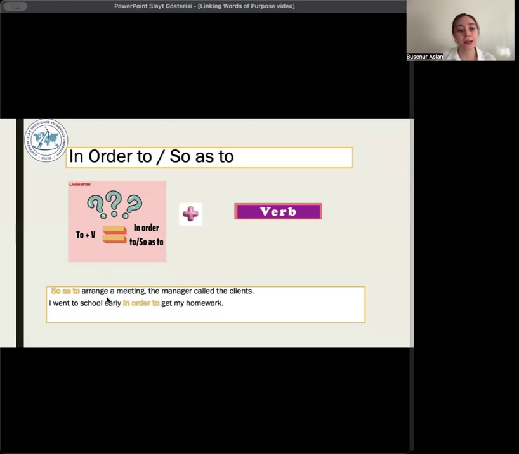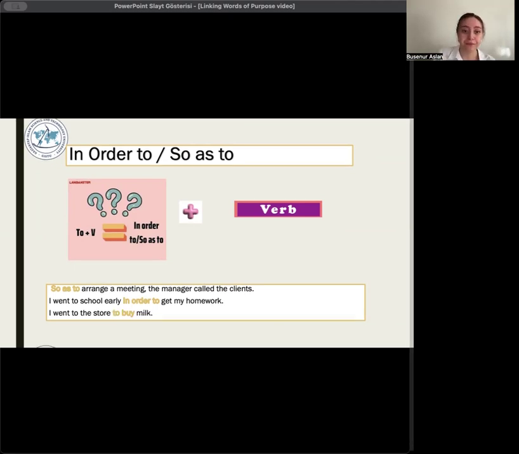I went to school early in order to get my homework. In order to get my homework, I didn't use any clause here. To get, I use a verb. I went to the store to buy milk. To buy. I have a reason to act. I want to buy milk. And I want to mention the formality here. To buy can be informal when we compare it to so as to, in order to. So as to and in order to are of the same degree of formality.